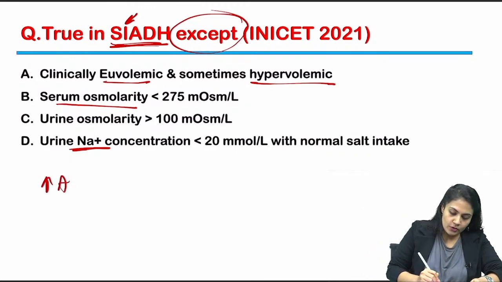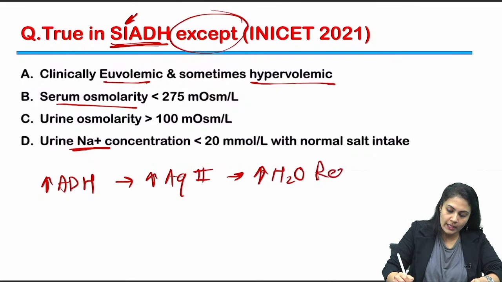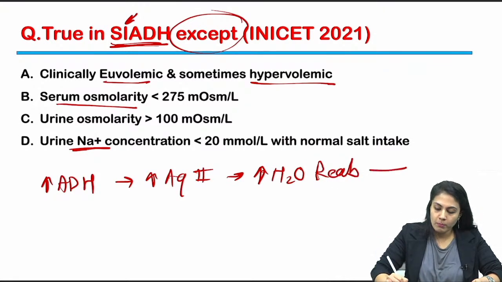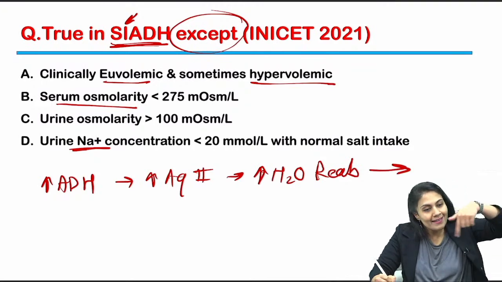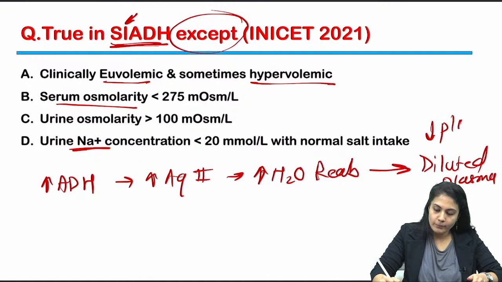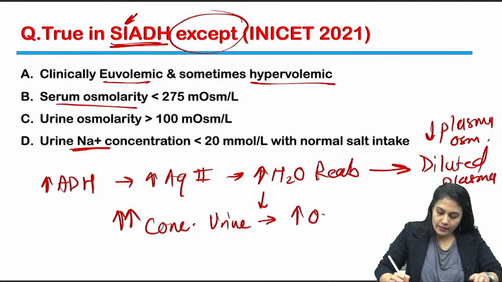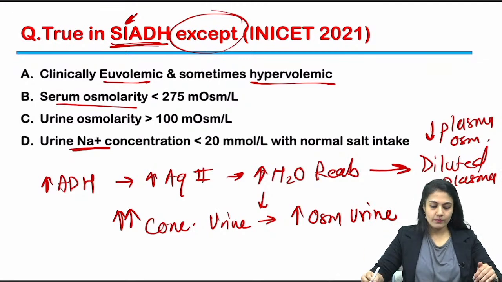Okay, if the ADH is increased, what is the function of ADH? To increase the aquaporin 2. If the aquaporin 2 increases, water reabsorption will be increased. If the water reabsorption is increased, that means more water is going into the blood. The blood is getting diluted. If the blood is diluted, that means diluted plasma is there, so the plasma osmolarity will be low. On the other hand, urine will be very highly concentrated. That means the osmolarity of the urine is going to increase, isn't it? Urine osmolarity is going to increase.